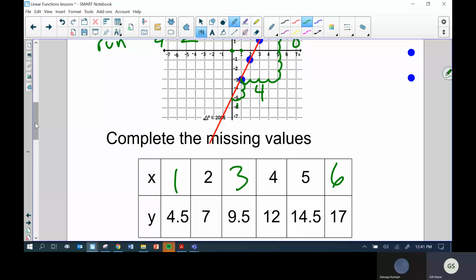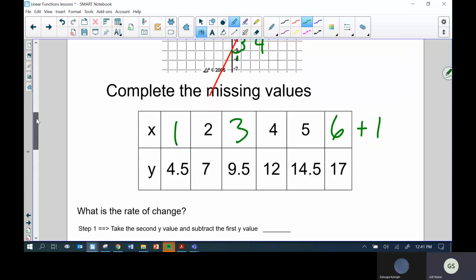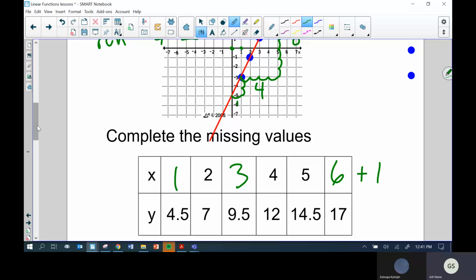What's the pattern in the x's? What are we going up by? X's are just going up by 1, right? Which is what we want. If we have the x's going up by 1 every time, we are set. We can figure out everything we need to know from that table without doing a whole lot. All we have to know is, if we're going up by 1 already on the x values, what's the pattern in the y's? It's 2.5, right?